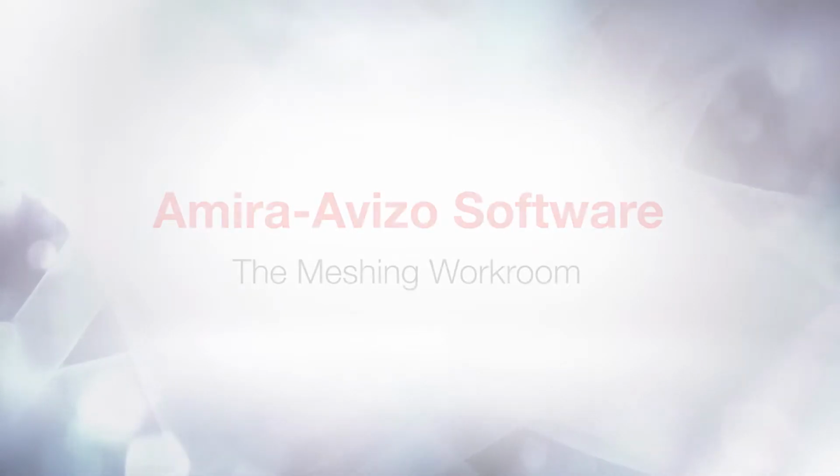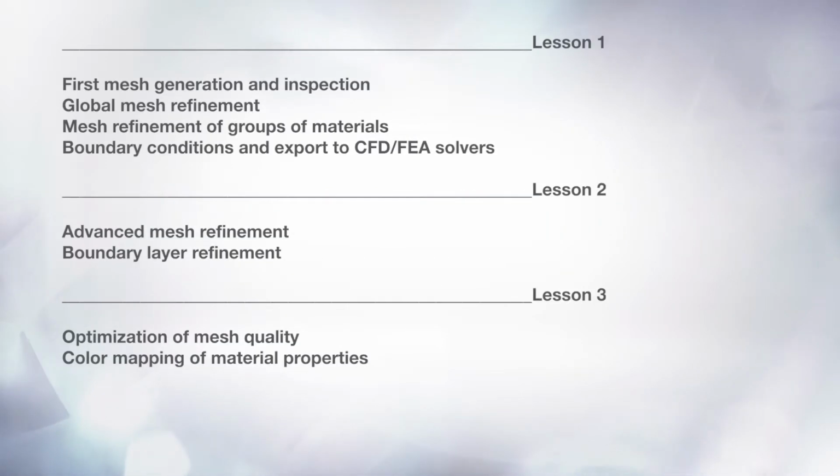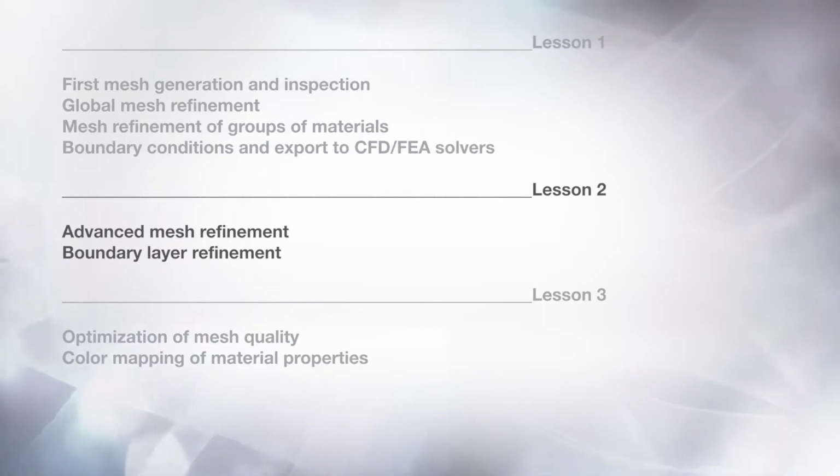This tutorial is the second of a series of 3 lessons. In the introductory lesson, you should have learned the basics of using the meshing room. If you haven't watched the video yet, do not hesitate to do so before following this tutorial. In this second lesson, you will learn how to perform an advanced mesh refinement and the boundary layer refinement.